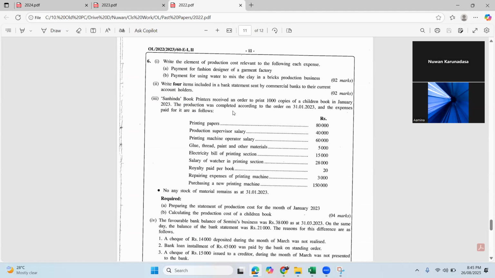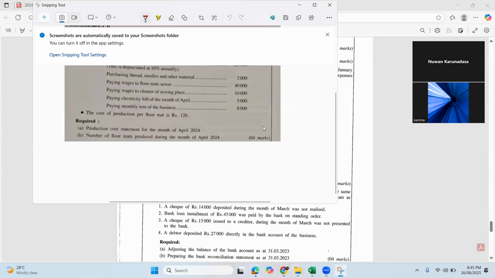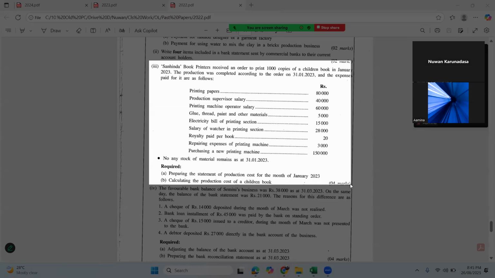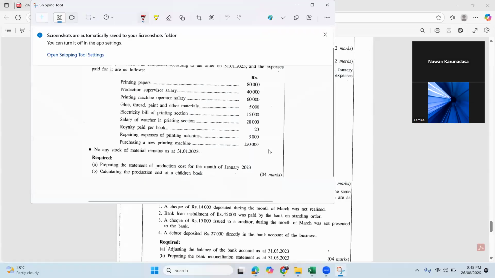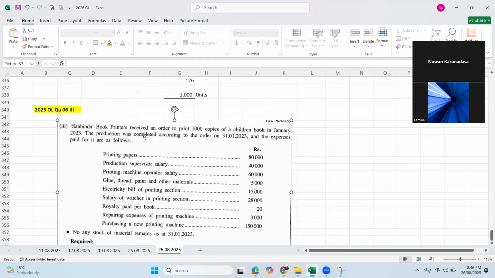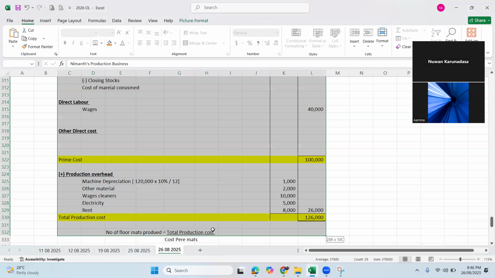Question number 6, 3, 2023, O level. Right, we'll copy the same table format from the previous question, then it's easy.